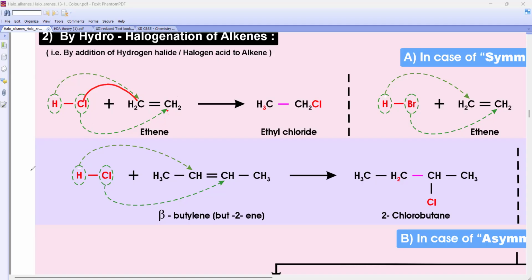This double bond will break. One hydrogen will go here and Cl will go here, so it has become CH3CH2Cl. And what is this, beta? Ethyl chloride. So both hydrogen and halogen have been added. Therefore, we call it hydrohalogenation.